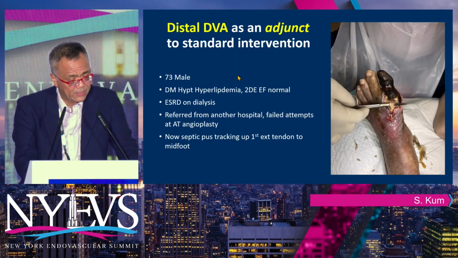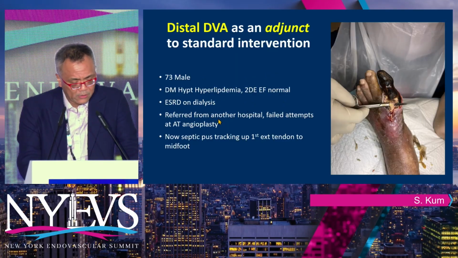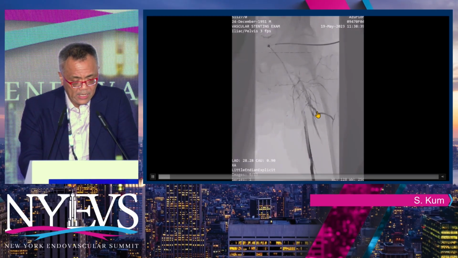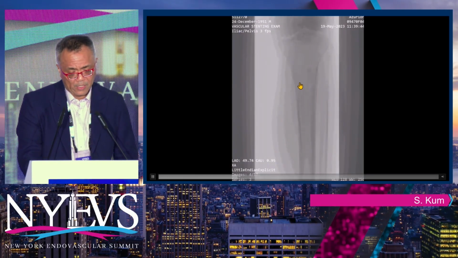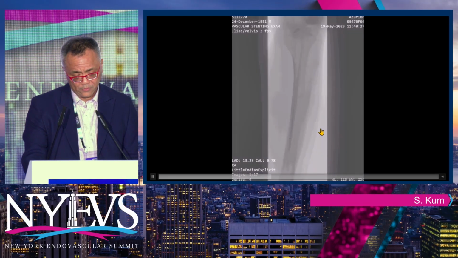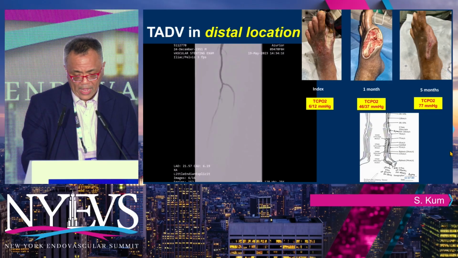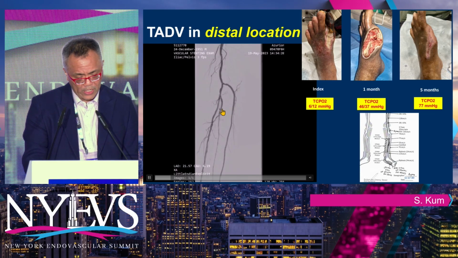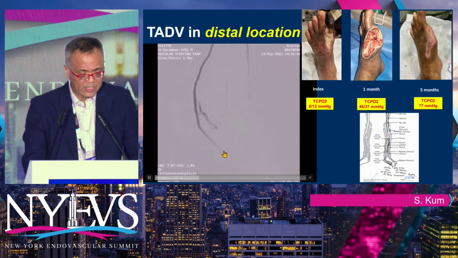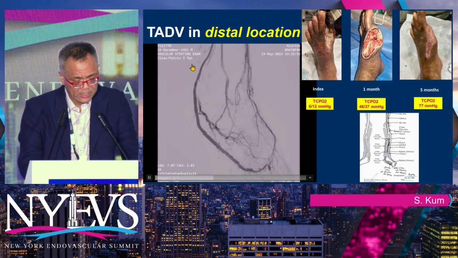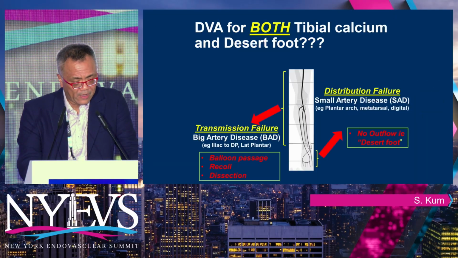This would be the classic case: 73-year-old, dialysis, good heart, referred from another hospital. If you look at this, it's pure BTK disease. This is a typical AT stenosis that's pretty focal over here. It's treated with a drug-eluting stent, and then we add by ballooning the posterior tibial artery. Instead of putting all that money into all these expensive stents, we actually do a distal DVA, and we're able to jack the pressure all the way up and get primary wound healing by 5 months.